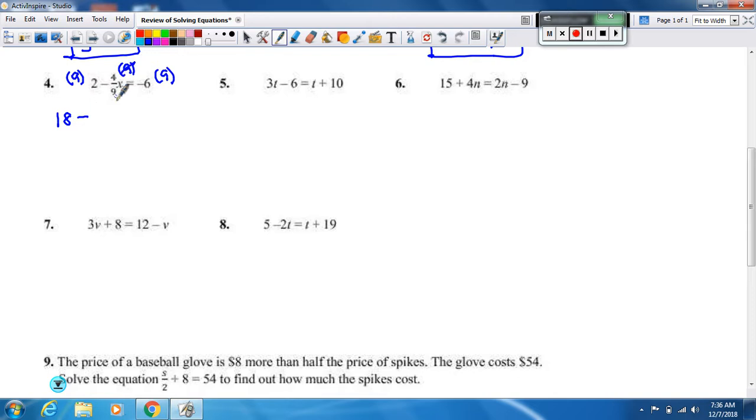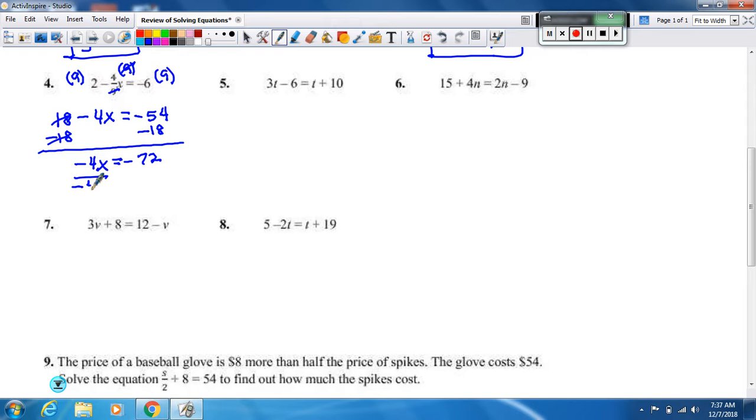Top cancels with bottom. So you've got a 4x left. You just got rid of the fraction. Equals negative 6 times 9 is negative 54. I'm going to subtract 18 from both sides. Top cancels with bottom. Negative 4x equals negative 54, and a negative 18 is a negative 72.